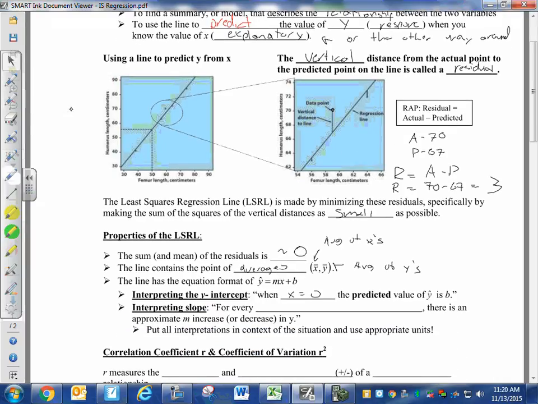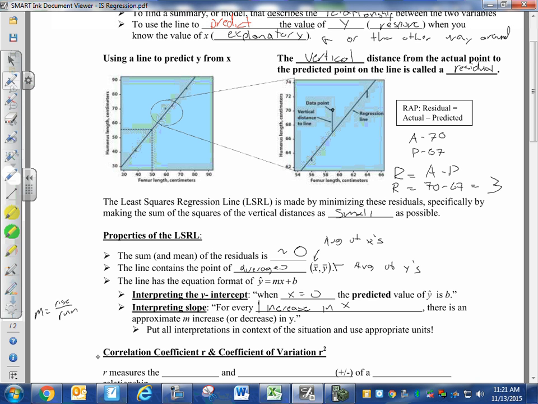Interpreting slope. Remember, slope, m, equals rise over run. For every increase in x, there is an approximate m increase in y. Usually we're talking about a one increase in x. We will talk about an m increase in y. I'll show you exactly what that means.